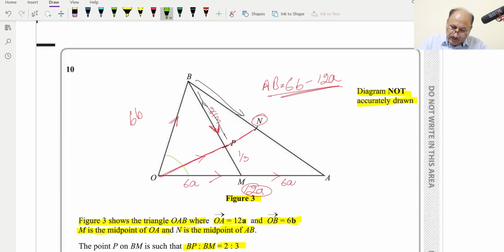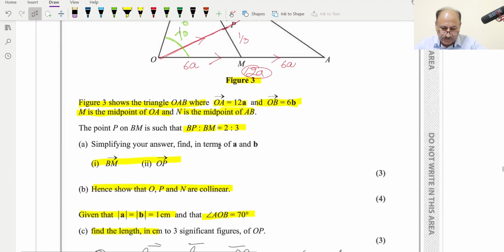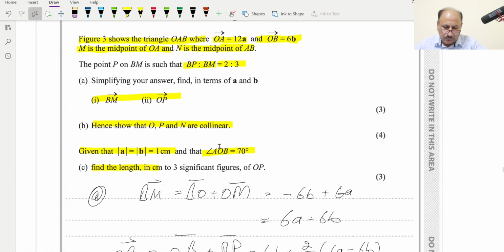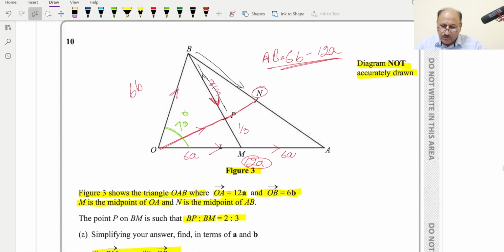AOB is this angle, and this angle is equal to 70 degrees. Find the length in centimeters to 3 significant figures of OP. So OP length is required. So OP will be equal to what? We will apply the cosine rule, and we can find this.